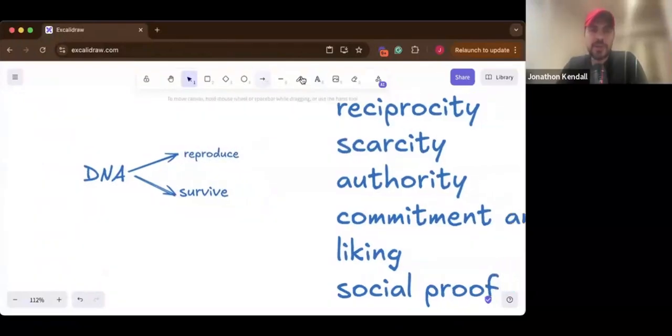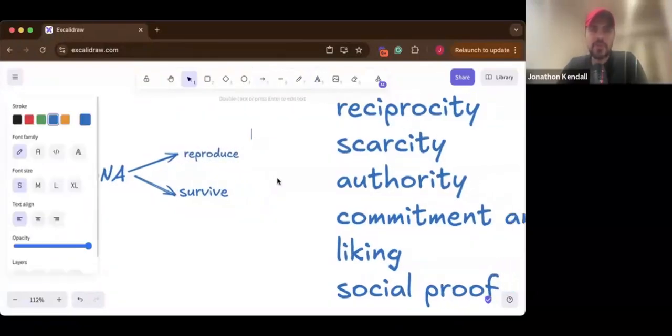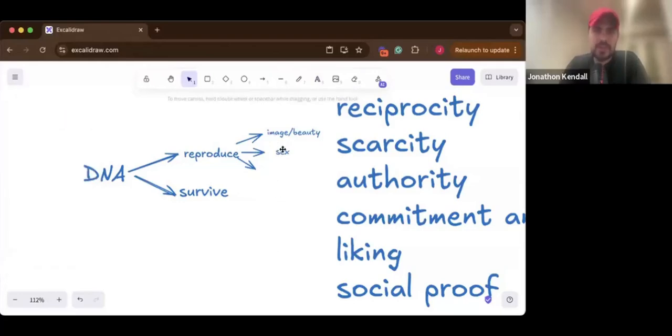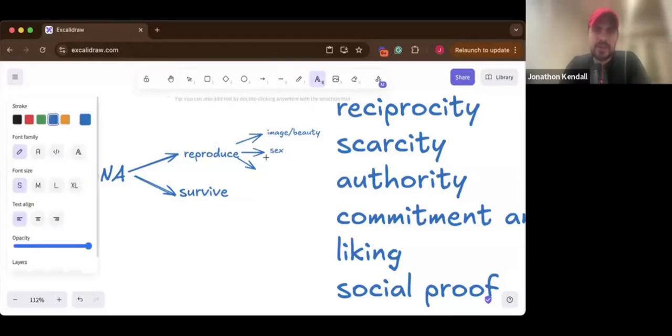So if you translate this to things that we do in modern copywriting that are based on reproduction: image, beauty. I want to look better. That's because of reproduction. What else? Sex, essentially. That's fine. Everyone knows that. Sex sells. Just brainstorm with me. I want you guys to think about this. There's also obviously physical safety.